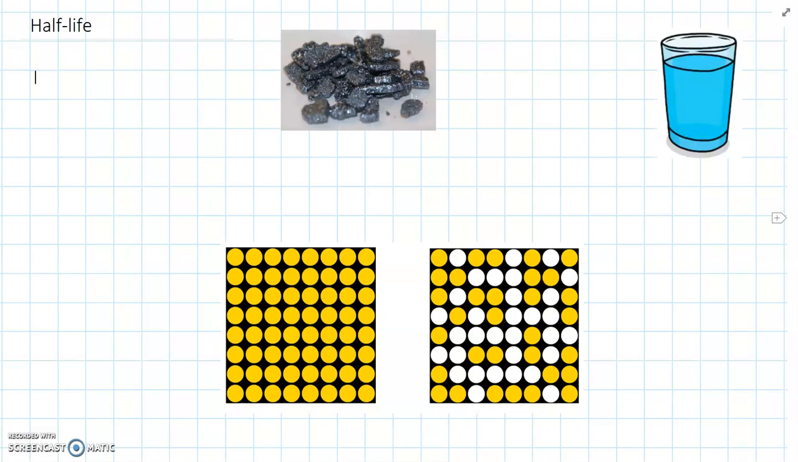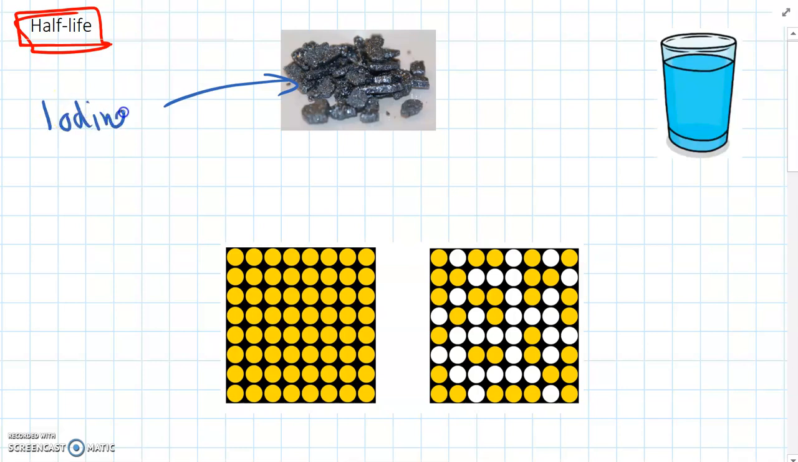So we're continuing our discussion about radioactive atoms. And now we're going to look at an important concept called half-life, which you might have heard about before. So to do it, we'll look at an example of a radioactive element that we haven't seen before. This one is iodine, which is number 53 on the periodic table.